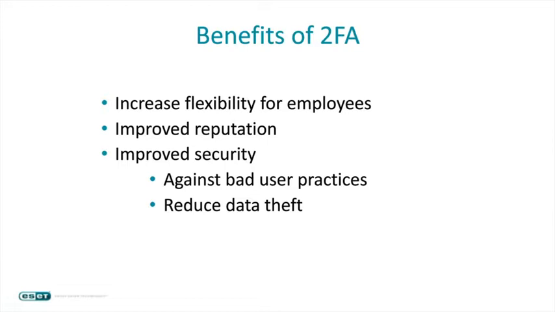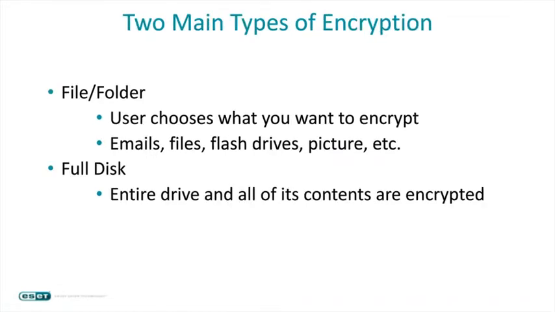And then finally, you get improved security against bad user practices, and you reduce data theft by having that extra level of protection. On the encryption side, there really are two main forms of encryption. You have file, folder, and email level encryption, where the users choose what they want to encrypt. So they decide which emails are important and which files and folders are important. And then there's full disk encryption, where the entire hard drive and all of its contents are encrypted. Now you don't have to leave anything in the hands of users at all.